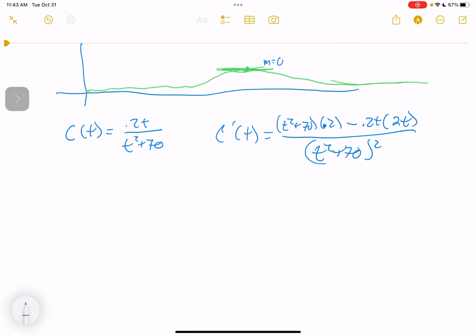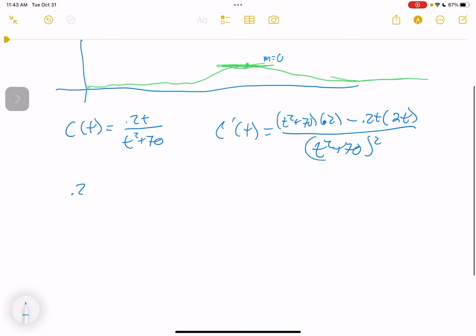So, one thing to point out, that denominator, t squared plus 70, is never going to be 0 for real numbers, and we're dealing with real numbers here. And so squaring it's still never going to be 0. So we don't have to worry about any places that it is undefined, so that doesn't really factor into our extreme values. So let's go ahead and look at that numerator. I'll just keep working with this.